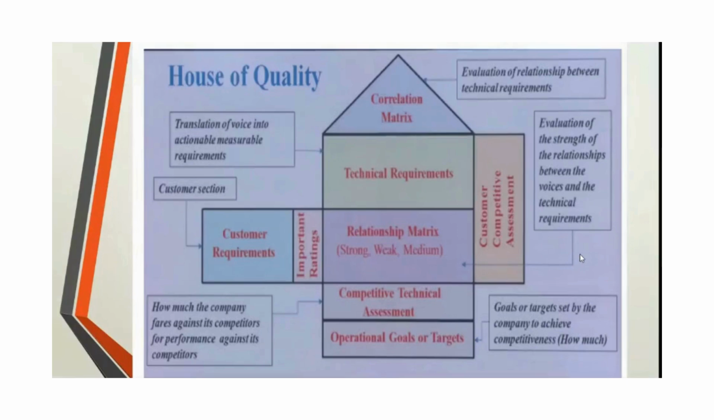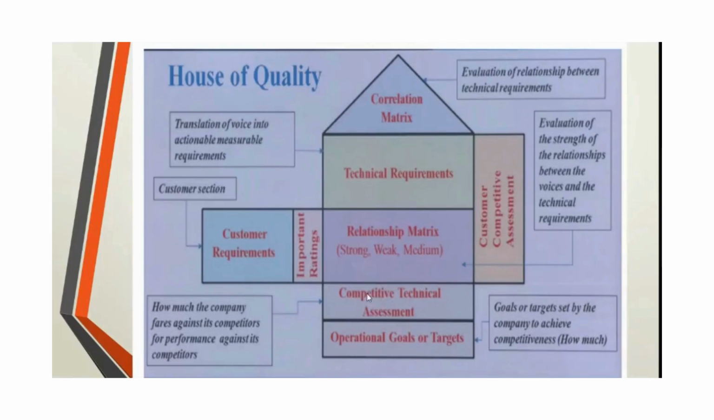technical specification with some relationship matrix, strong, weak or medium, or you are representing it on a scale of 1 to 5. 1, 2, 3, 4, 5. 5 is strongly correlating, 1 is poorly correlating. Okay. And you have competitor product.